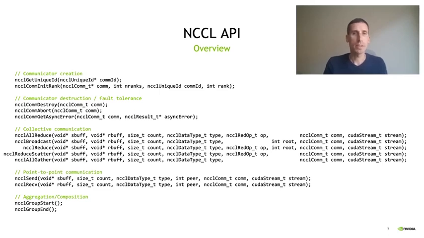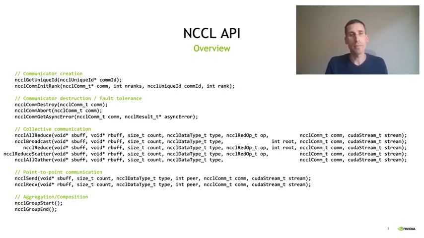So the first step to use NCCL is to create a communicator. A communicator is just a group of GPUs that defines which GPUs will be part of a group. And to do that, the first step is to create an ID. So we call ncclGetUniqueId, and then we propagate that ID to each GPU that will be part of the group. And each GPU will call ncclCommInitRank using that ID and using a different rank for each GPU. Then we also have an ncclCommDestroy function to destroy the communicator at the end.